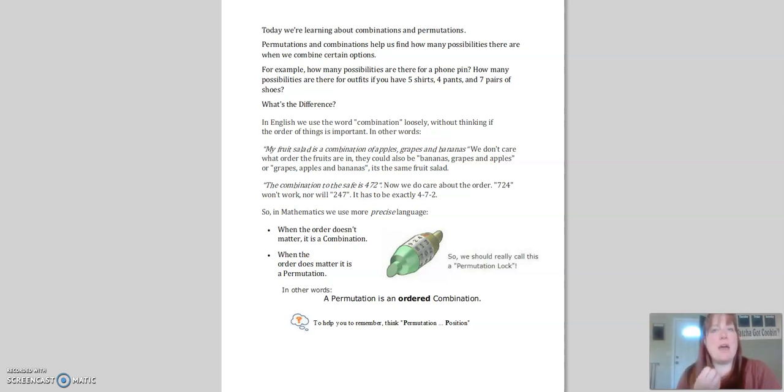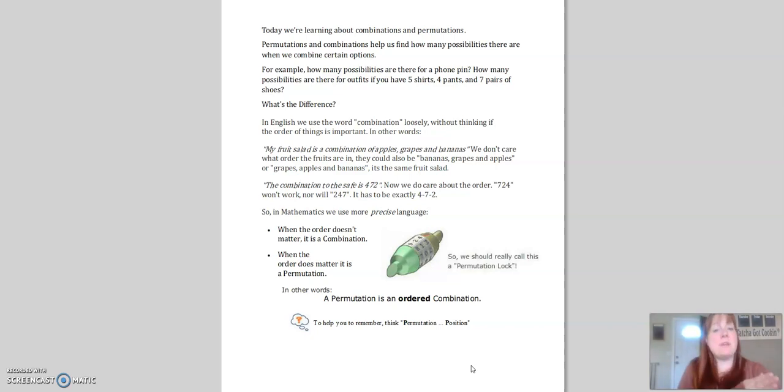Okay, and when I say order matters, I mean if I pick out numbers 1, 2, and 3, that is a different group than 3, 2, 1. That means order matters, right? Because it's the same 3 numbers, 1, 2, and 3, but if they're in a different order, in a permutation, that's a problem. Just like in this permutation lock, if the number that I'm supposed to put in is 472, if I put in 274, I'm not going to be able to open it, right? Because order matters. That's a different group of numbers than 472.